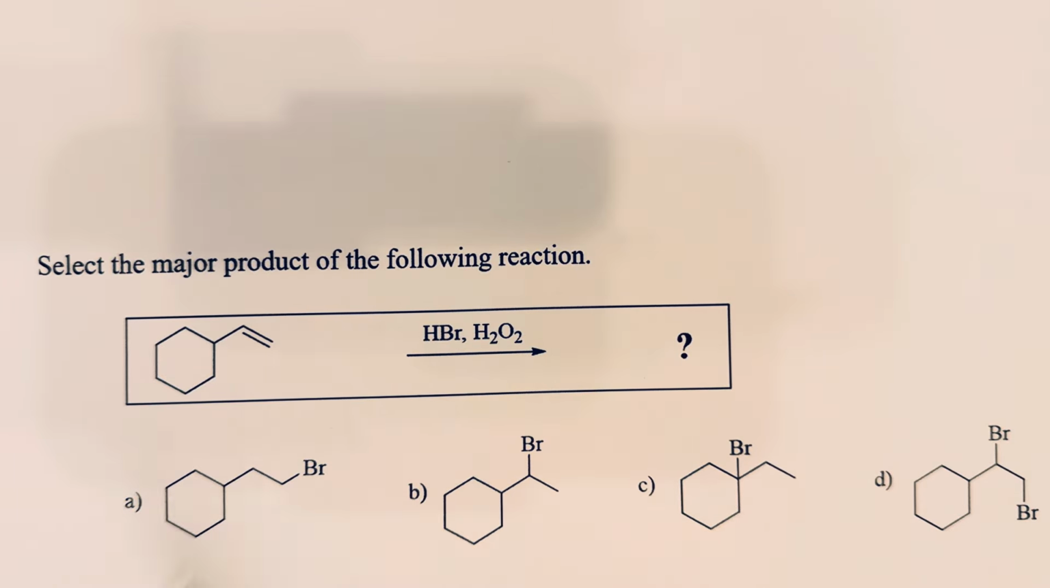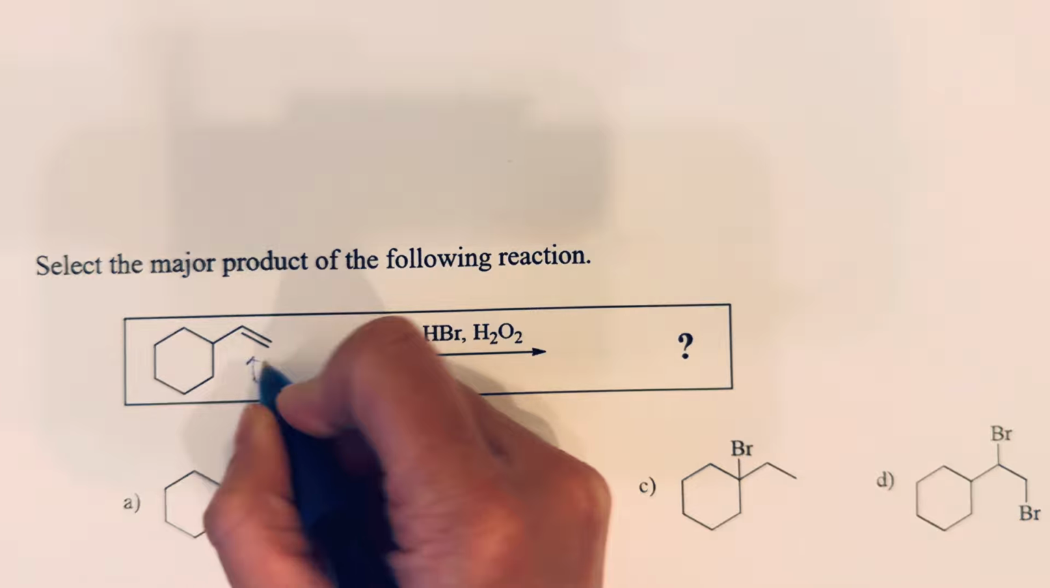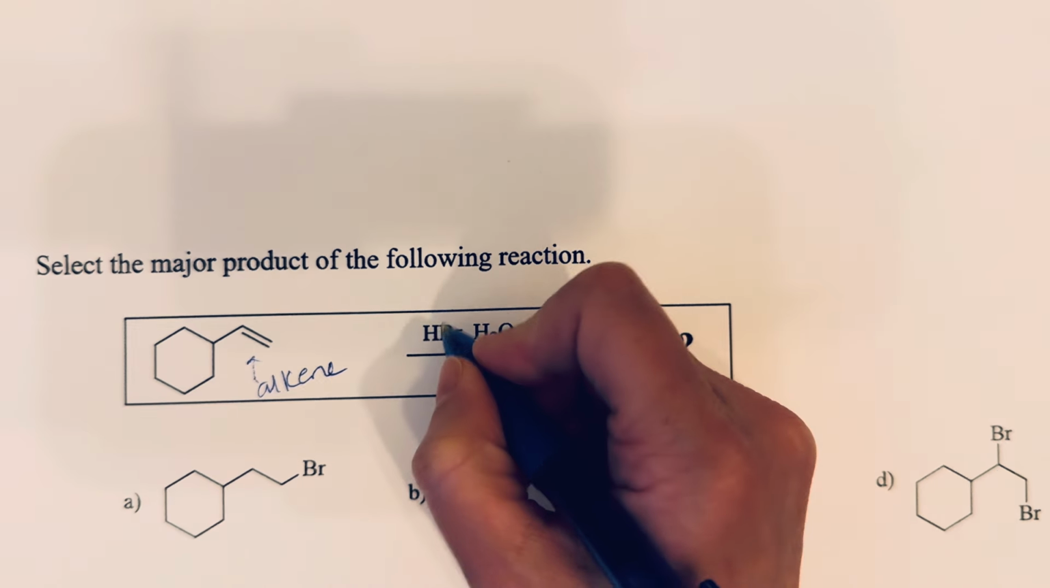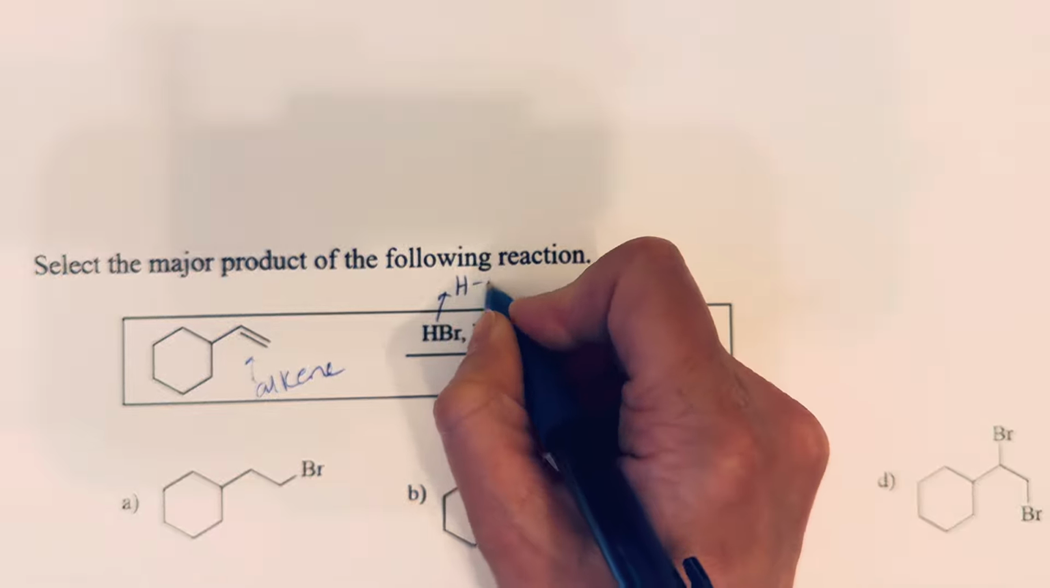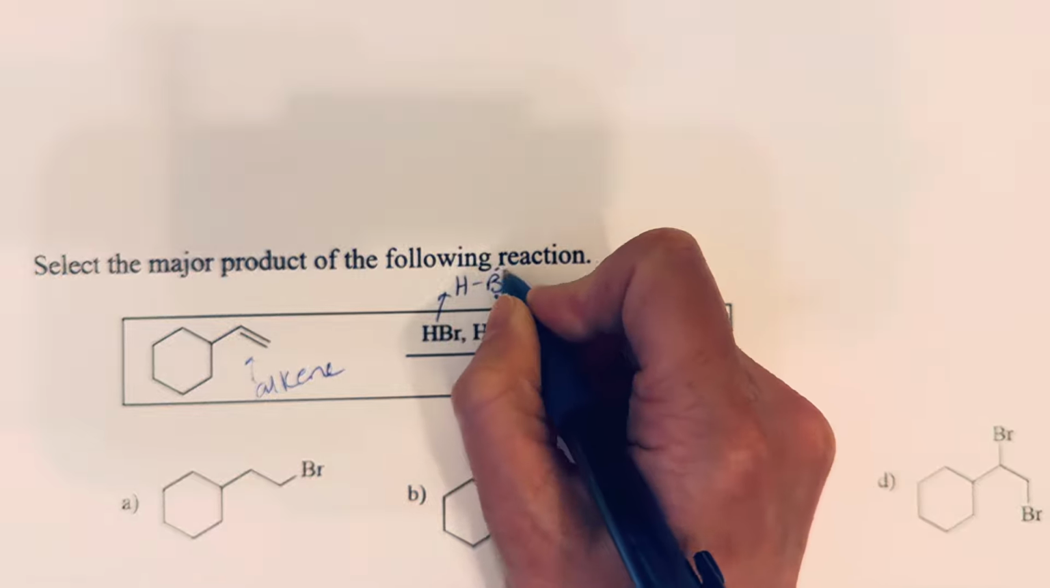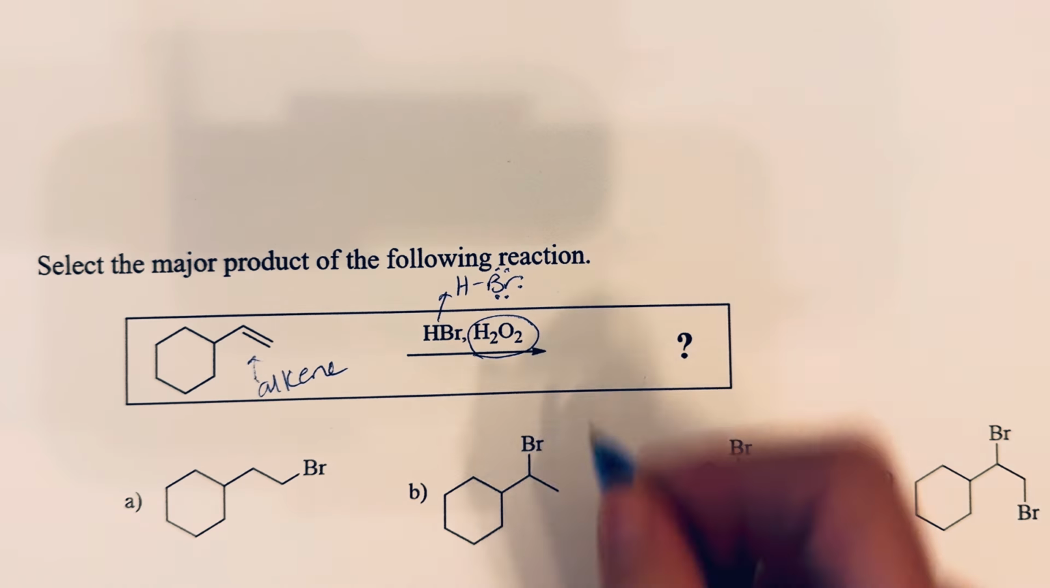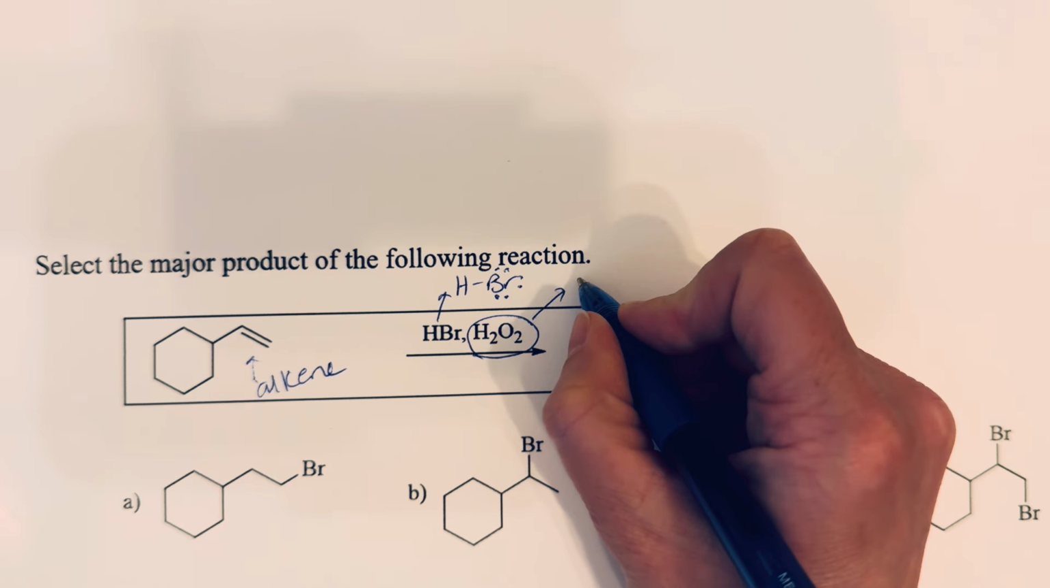Select the major product of the following reaction. So if we look at the reaction that we're being given, we can see that we have an alkene as our starting material. We have some hydrobromic acid. And we also have H2O2. And so we need to recognize what that structure looks like.